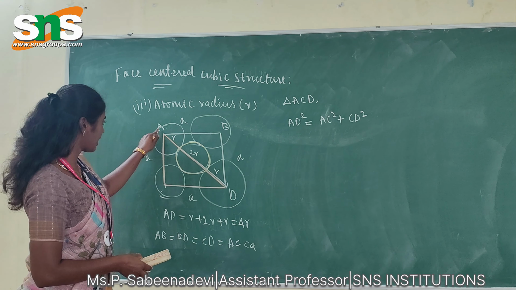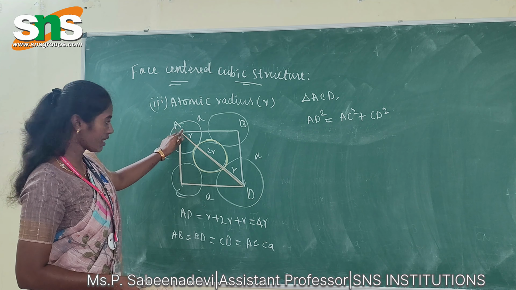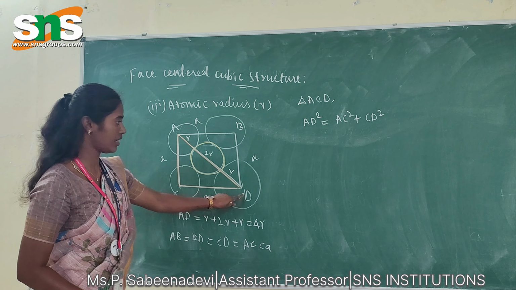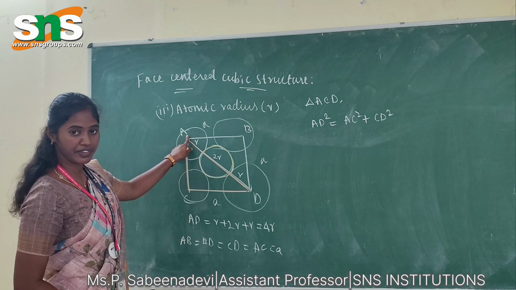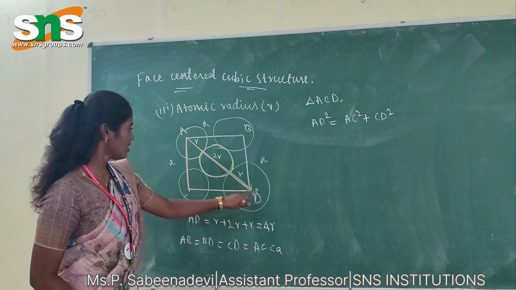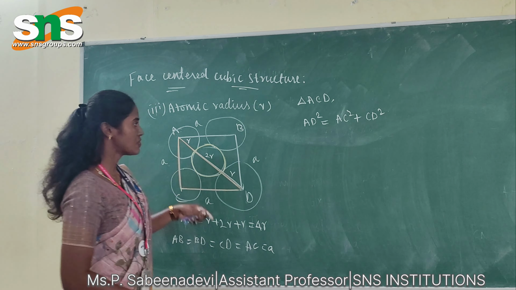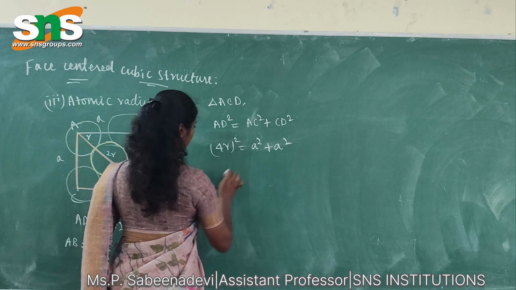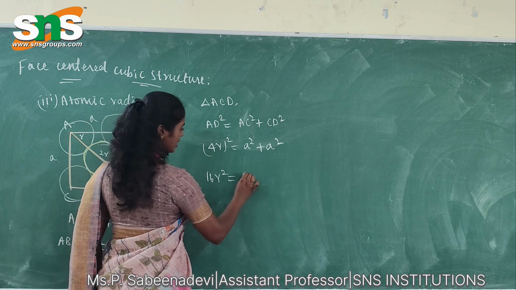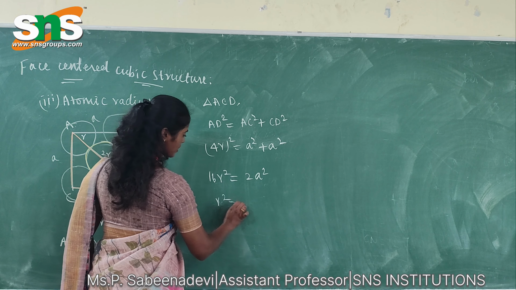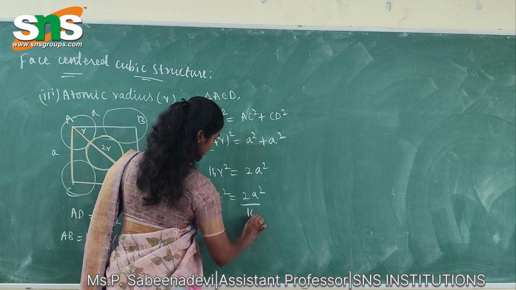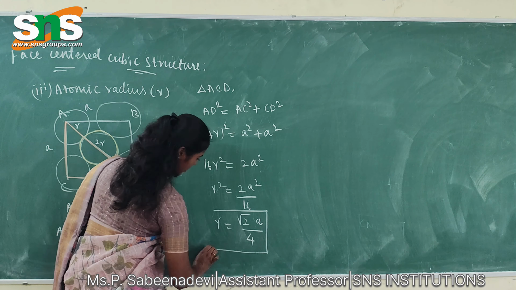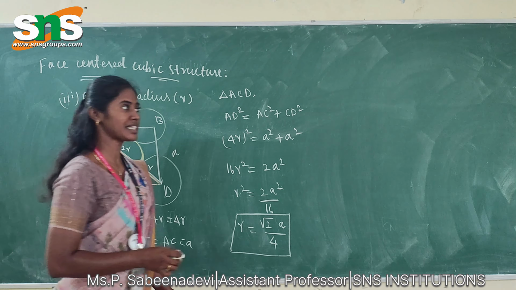Applying the Pythagoras theorem to triangle ACD, AD square is equal to AC square plus DC square. Substitute the value of AD, which is 4R. AC and CD have the value a. So (4R) whole square is equal to a square plus a square. Expanding, we get 16R square is equal to 2a square, so R square is equal to 2a square by 16, and R is equal to root 2 a by 4. This is the atomic radius of the face-centered cubic structure.